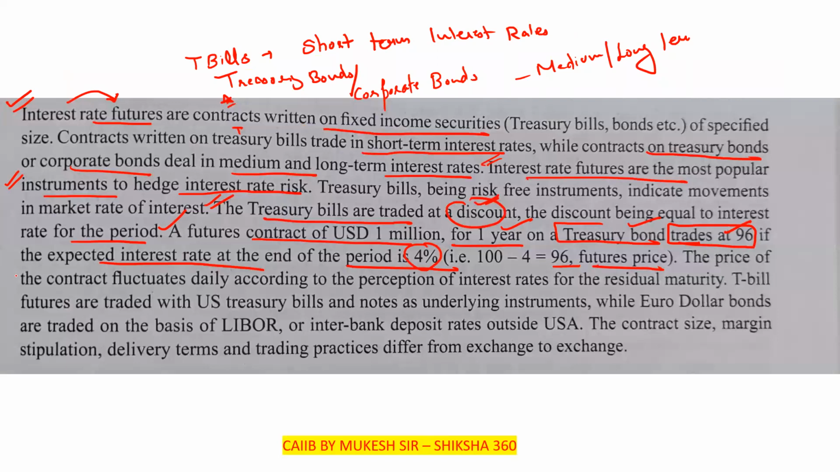So the price of the contract fluctuates daily according to the perception of the interest rate for the residual maturity. Treasury bill futures are traded with the US treasury bills and notes as underlying instruments, while euro dollar bonds are traded on the basis of LIBOR or interbank deposit rates outside USA.